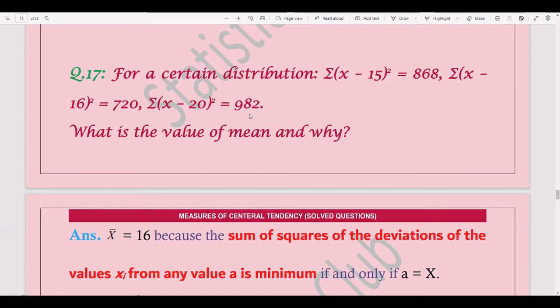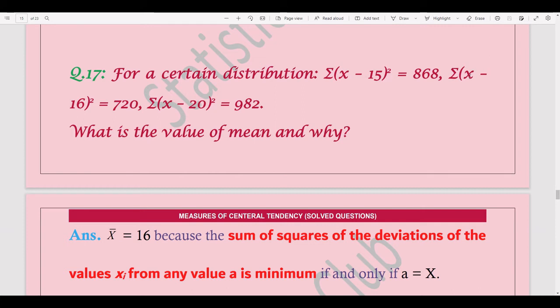So, look which value is minimum. 720 is minimum among these values 868, 720, 982. So, when this value is minimum, it means this is the x bar. This is the mean. Why? Because we have a property of arithmetic mean: the sum of square deviation of observations from their mean is minimum.